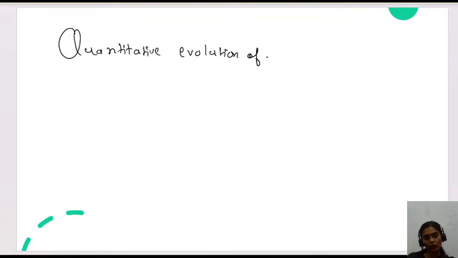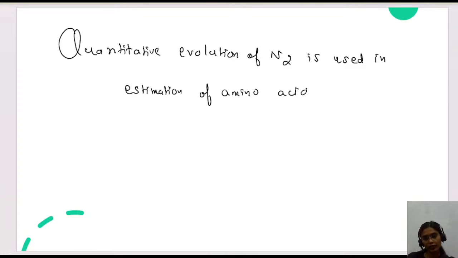I said that is the quantitative. If you want to identify how much quantity of nitrogen is present in an acid, the quantitative evolution of N2 is used in the estimation of amino acid. If you remember this kind of method where we're detecting the N2 gas, what was the name of the method? You already know the method name. Anyone, do you know the method name?